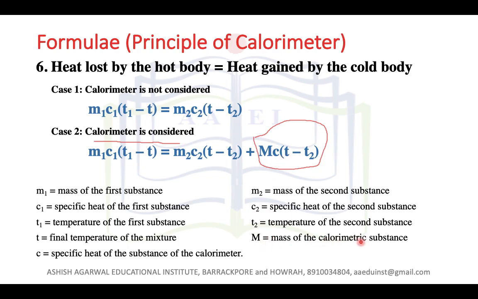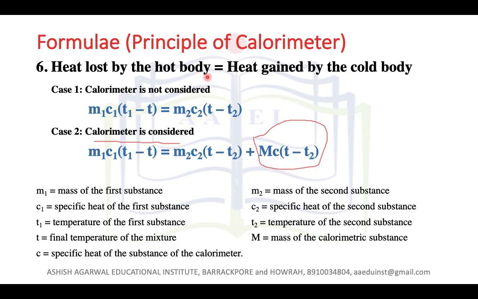Capital M is the mass of the calorimetric substance, because in this case where the calorimeter is considered, we have this term. So definitely capital M denotes the mass of the calorimetric substance, the material of construction of the calorimeter. And small c is, of course, the specific heat capacity of the substance used in the calorimeter. So these are the two terms. The basic focus you should give is on these two formulae. That is the last formula of this chapter.